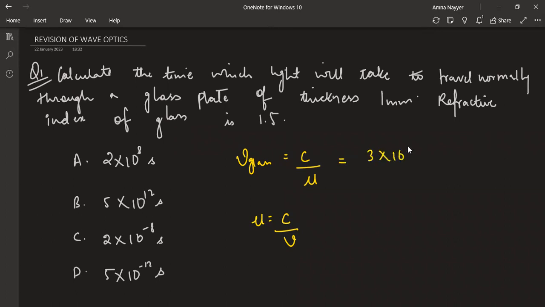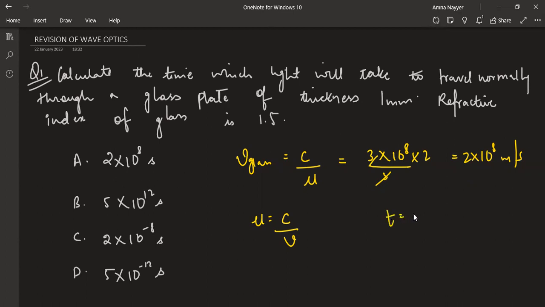So 3 into 10 to the power 8 divided by 1.5, I'll write it as 3 by 2. So that will be 2 into 10 to the power 8 meter per second. Look here, class, be careful when you're answering such types of questions because MCQs also will be there in your section 1. This is meter per second. So in a hurry, this option can look like 2 into 10 to the power 8 second as the answer.